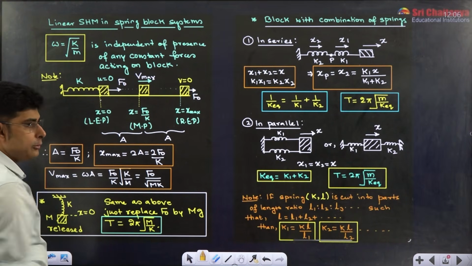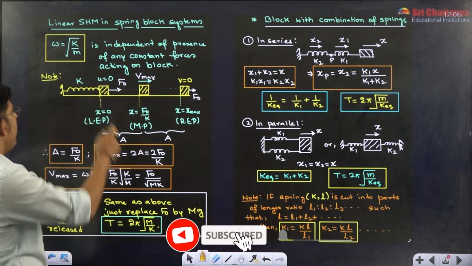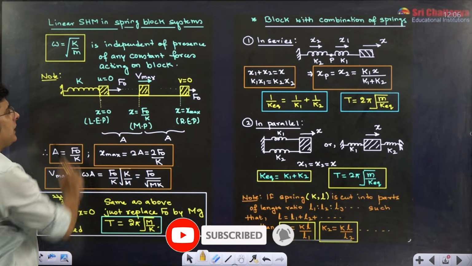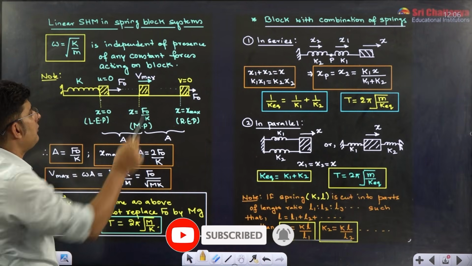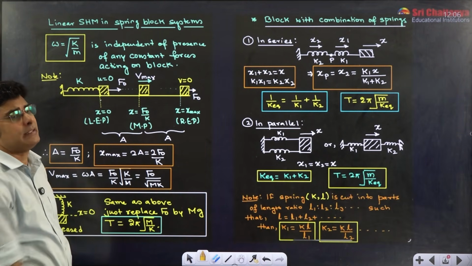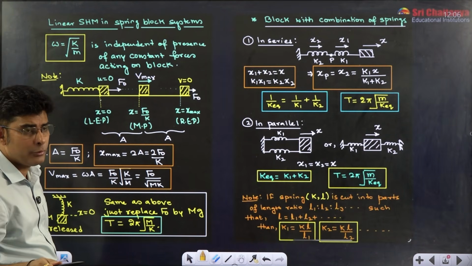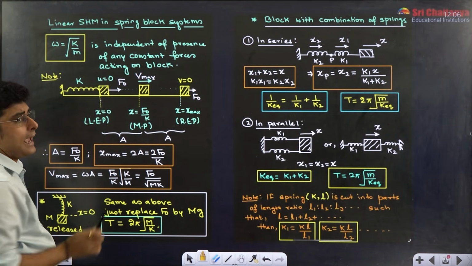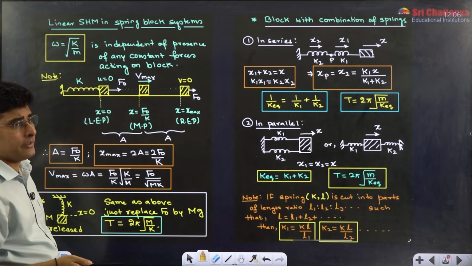So we get F naught by root mk. Simple. And this omega, which is root k by m, mind it, is independent of the presence of any constant forces acting on the block. Whatever constant forces act, it won't change the angular frequency of SHM.